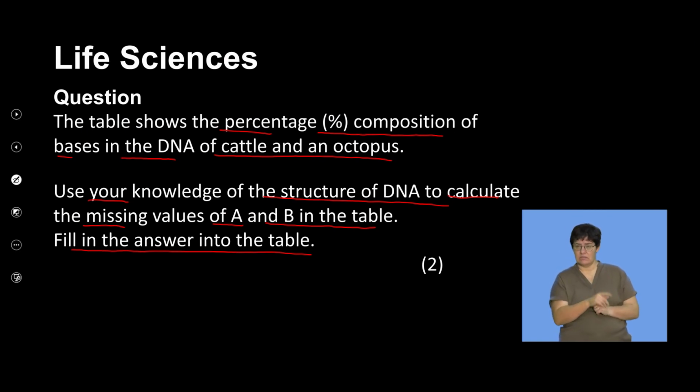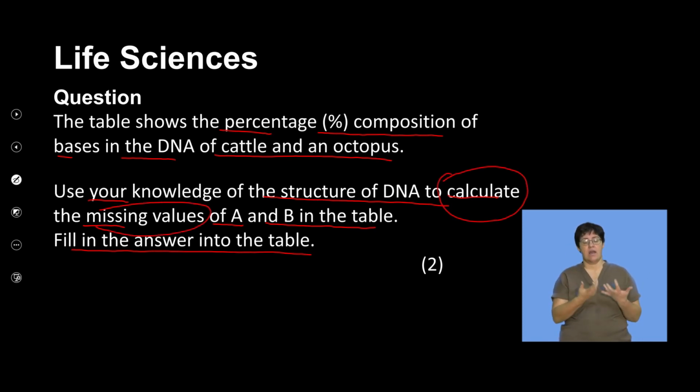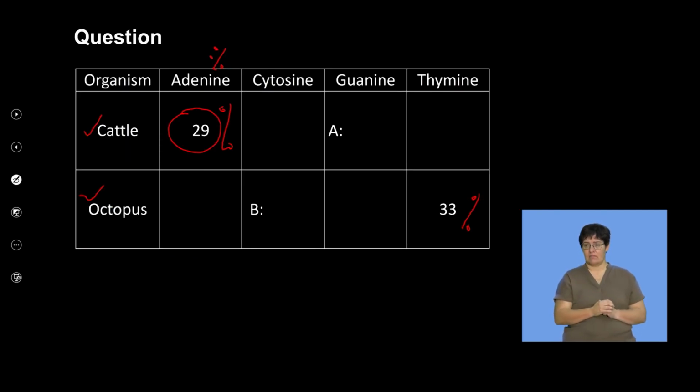So use your knowledge of the structure of DNA, and we've got to calculate the missing values of A and B in the table. Now guys, it's important that the question points us to using the structure of DNA to calculate. Now let's look at this. What's important for us is that we know that in this table adenine has been given to us. So if we look at the cattle, the percentage of adenine is illustrated as 29%.